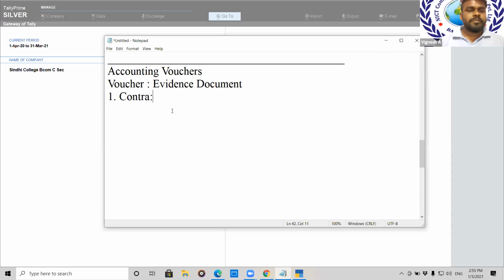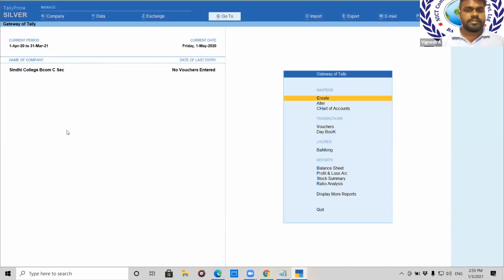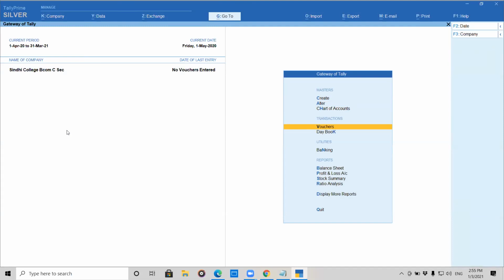Okay, so coming to the point. When it comes to your Tally here, you can see under Transactions there is something called Vouchers. As I told you, it is the evidence. So we are going to post all the evidence and all the transactions here only. We have many vouchers to understand. We have particular vouchers for particular transactions. That is what we're going to understand now, which transactions move to which vouchers.